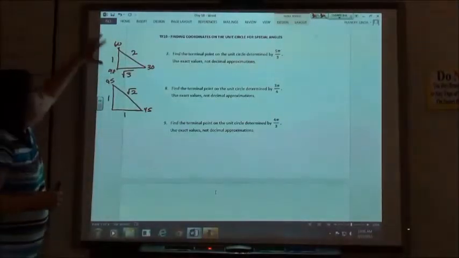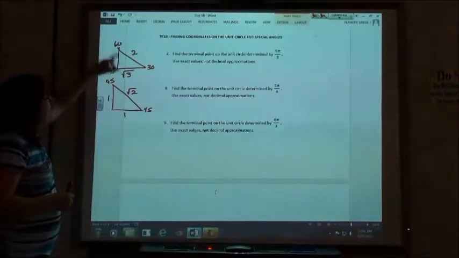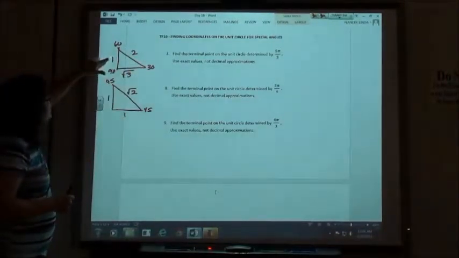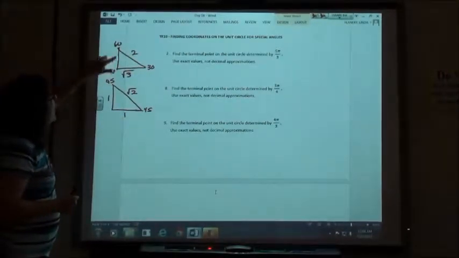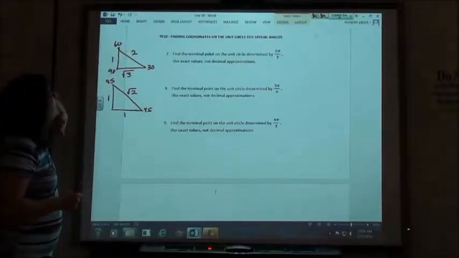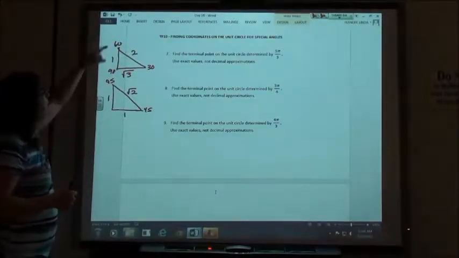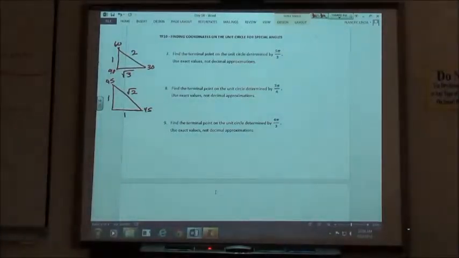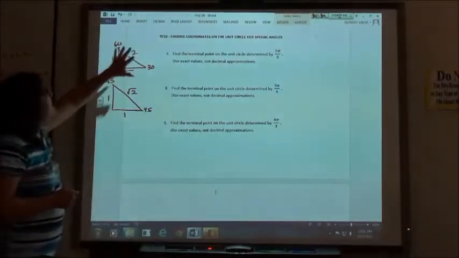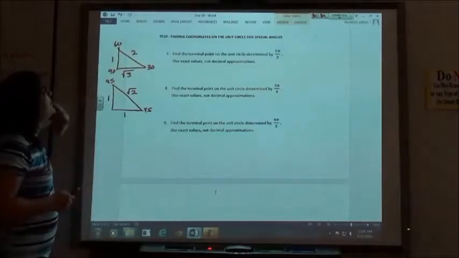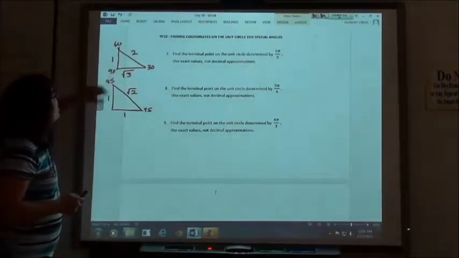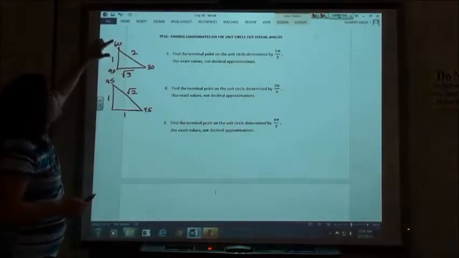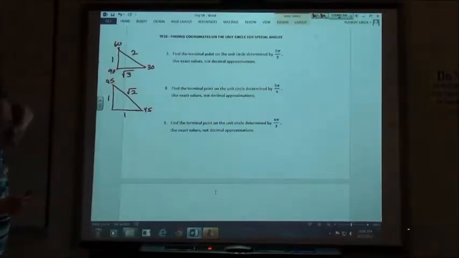So for 30, 60, 90, the side opposite the 30 is going to have a length of 1. The hypotenuse will have a length of 2. Using the Pythagorean theorem, you could figure out that the side opposite the 60 is going to be square root of 3. So those are always the standard that we use for a 30, 60, 90. Opposite the 30 is 1, opposite the hypotenuse is 2, and opposite the 60 is square root of 3.